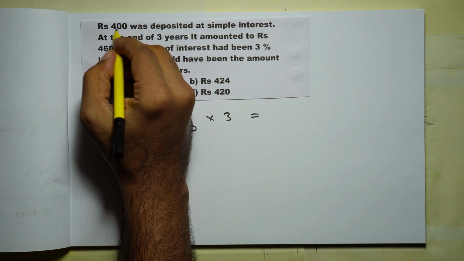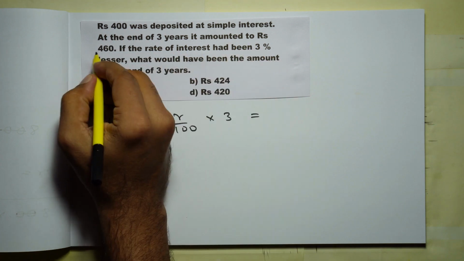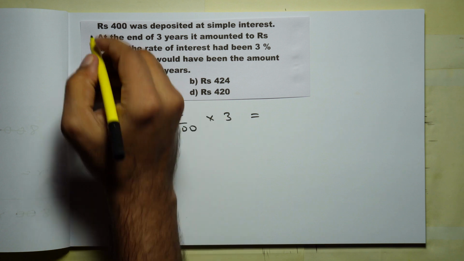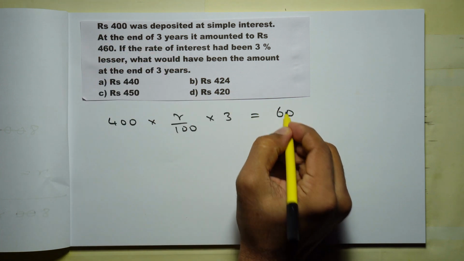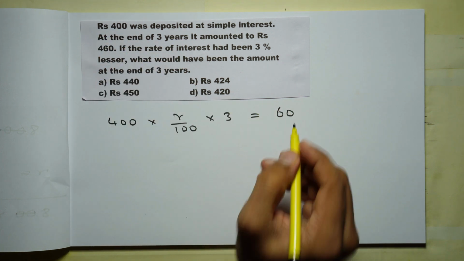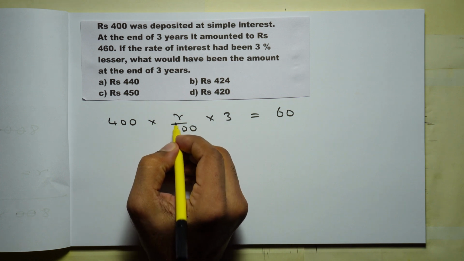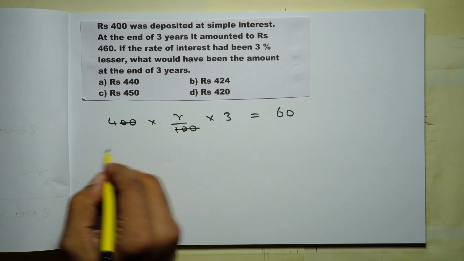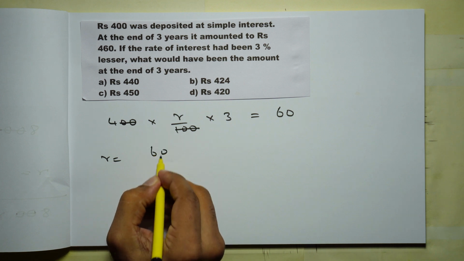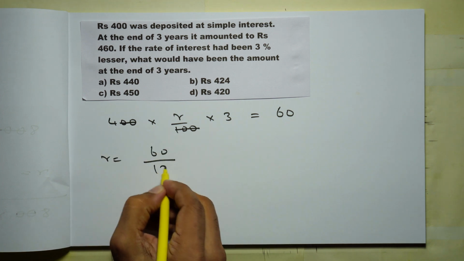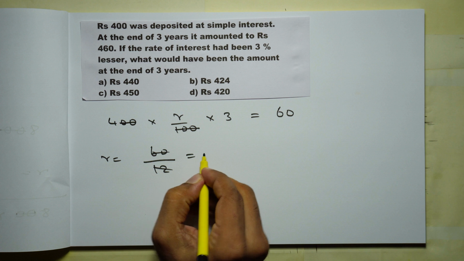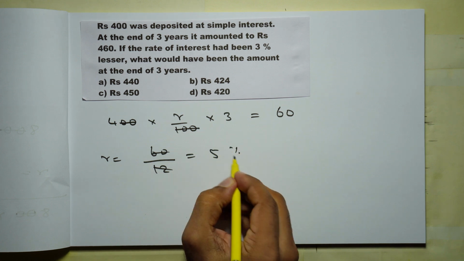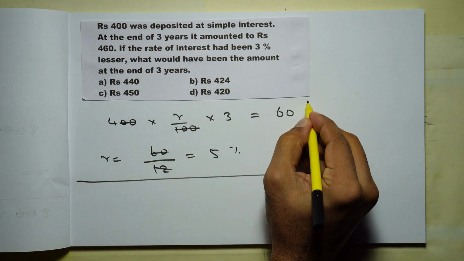And the initial sum was 400 and the final amount was 460. So the interest that you got was 60. That is the interest for 3 years. So from this we will calculate the value of R. I will cancel the zeros here. So R you will get it as 60 by 4 into 3, 12. 12 divides 5 times. So rate of interest is 5% per year.